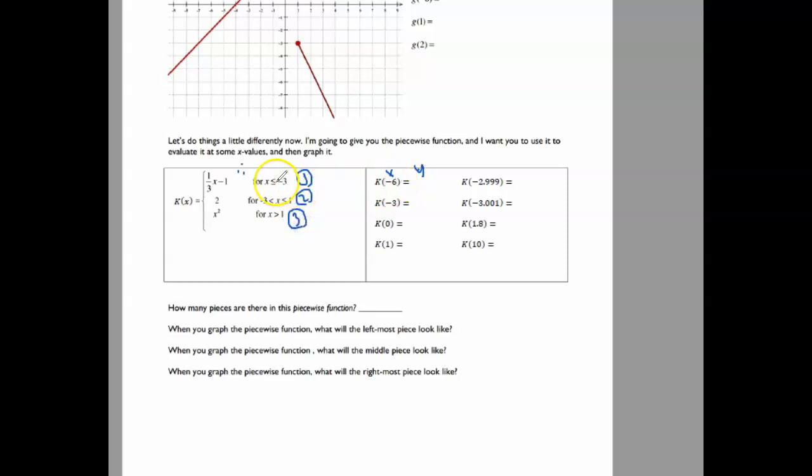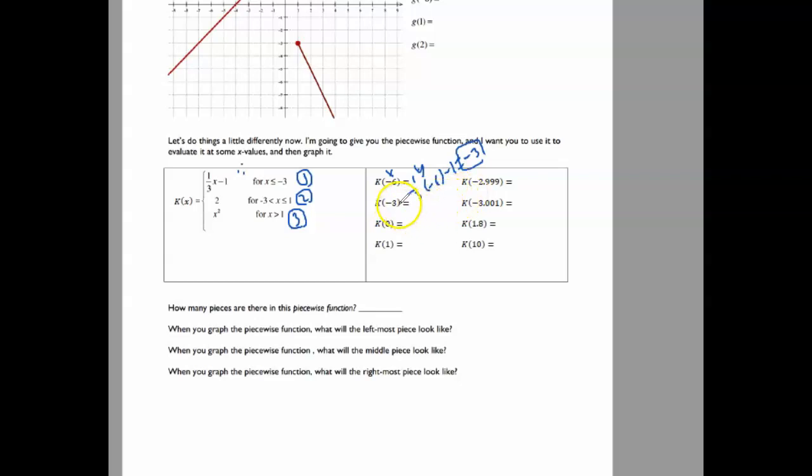X is negative 6, so where should it go? Negative 6 goes to the first one. So you're going to plug it into the first one. 1/3 times negative 6 minus 1 is, sorry, negative 3. That's horrible handwriting. In fact, I want to recommend you pause this video, try all these values and just double check with me. Okay, so pause it. Come back.